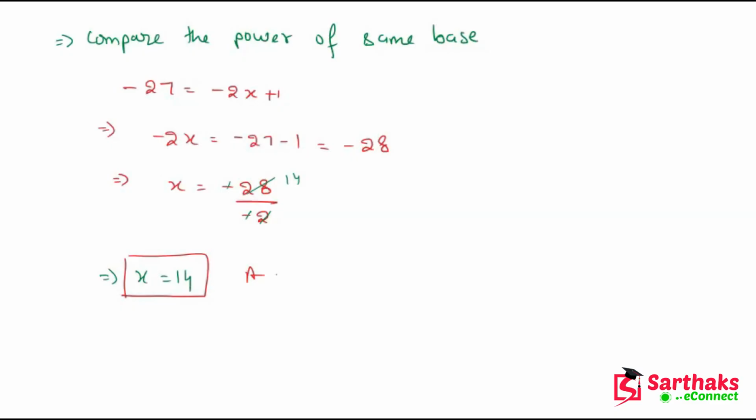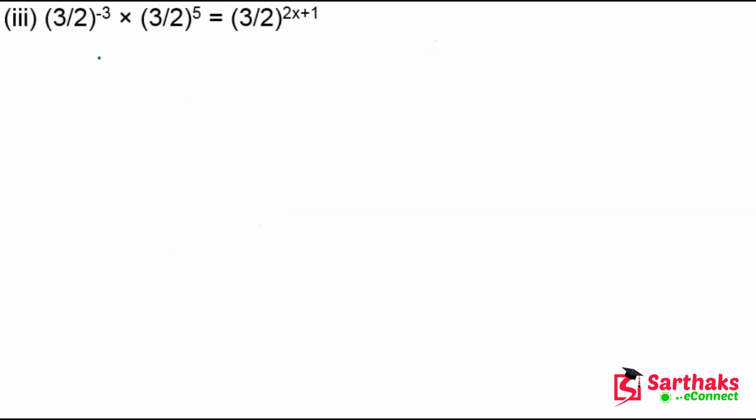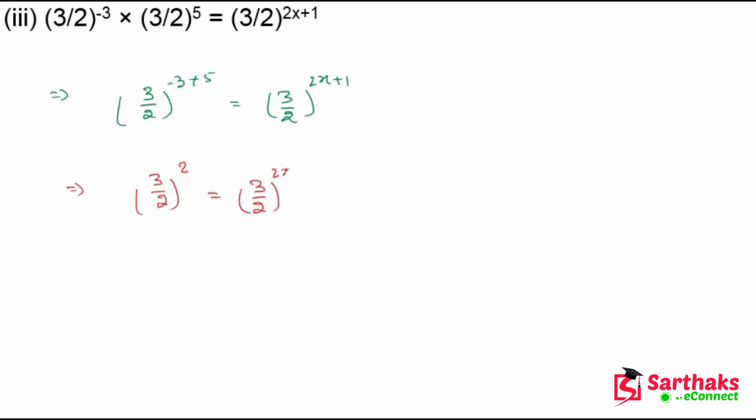Yes, now let's move on. Now again we have 3 upon 2 raised to power minus 3 into 3 upon 2 raised to power 5, which equals 3 upon 2 raised to power 2x plus 1. Here again we have to find the value of x. So this will become 3 upon 2 raised to power minus 3 plus 5, the base is the same, and this equals 3 upon 2 raised to power 2x plus 1. Got it? Now minus 3 plus 5 is 2, so 3 upon 2 raised to power 2 equals 3 upon 2 raised to power 2x plus 1.